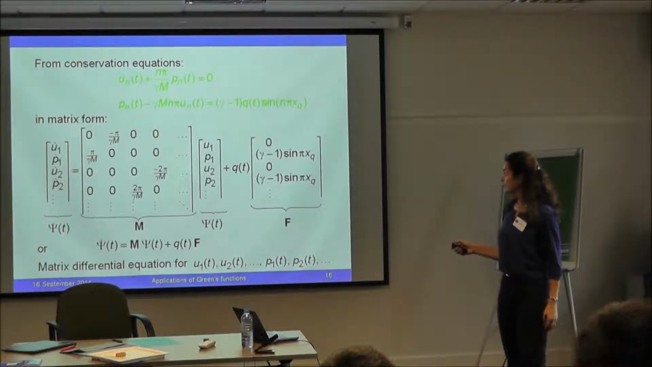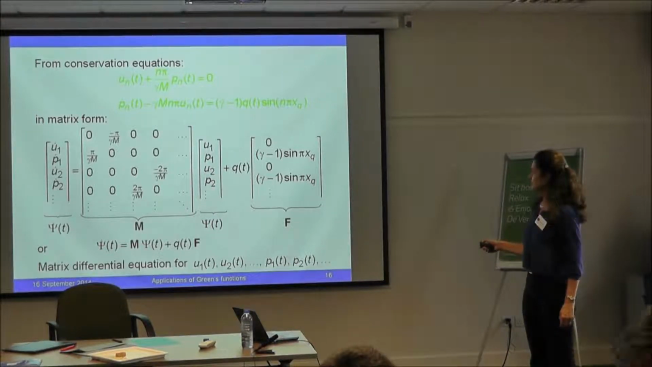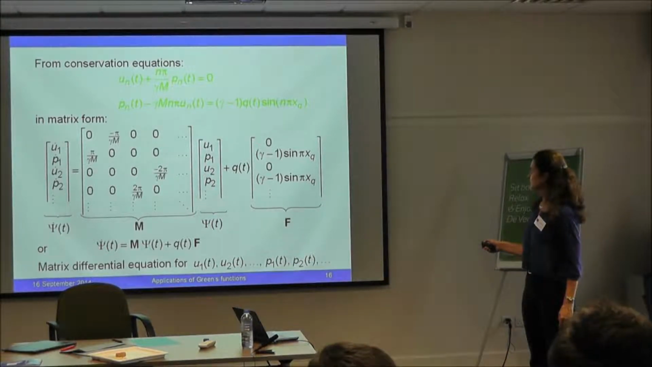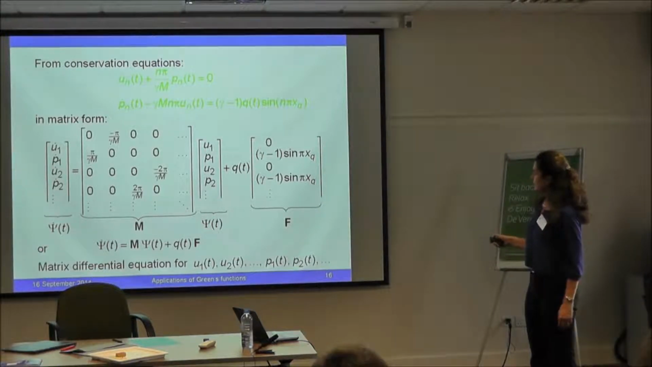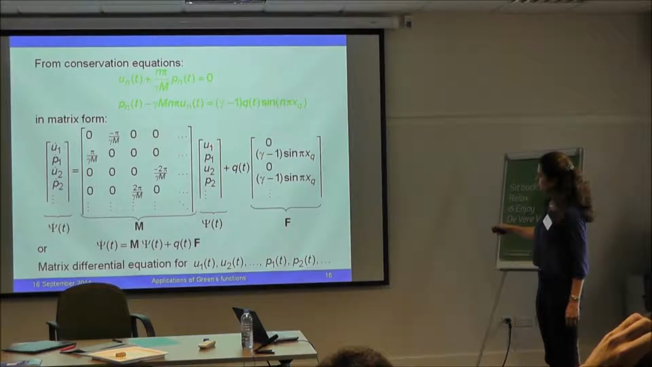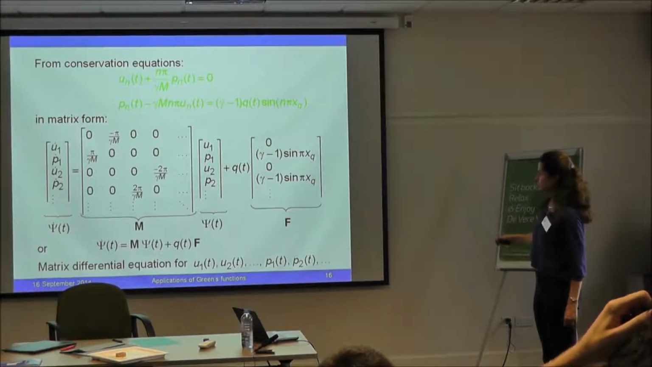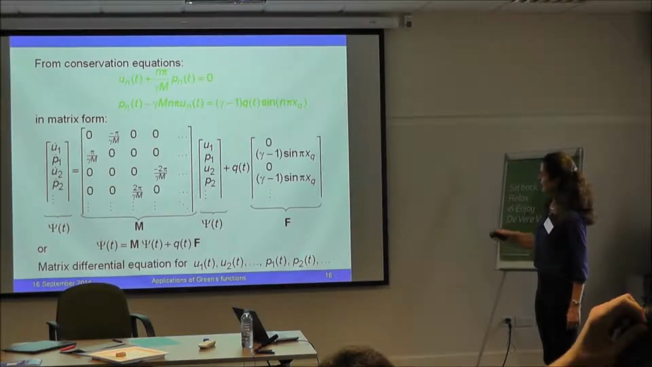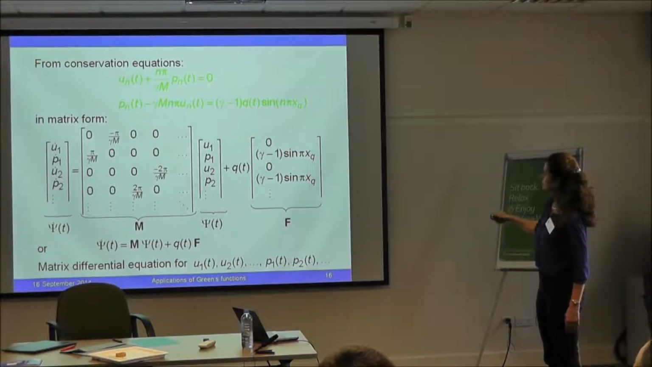Back to our conservation equations. We have the equations for the velocity and pressure modes. This one is from the momentum, this is from the mass equation. They can be written in matrix form if you construct a vector like this: the first two modes, velocity of mode 1, pressure of mode 1, then velocity of mode 2, pressure of mode 2, etc. If you construct a vector like that, you can write this equation as a matrix equation. So on the left you have these time derivative terms that come from these time derivatives.